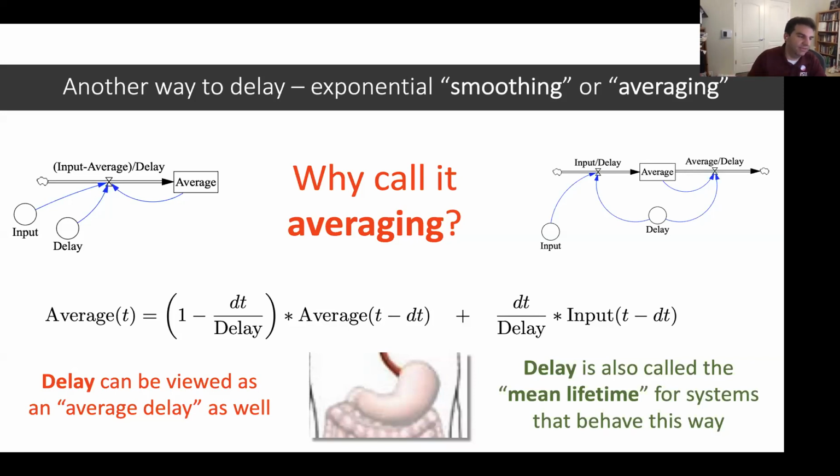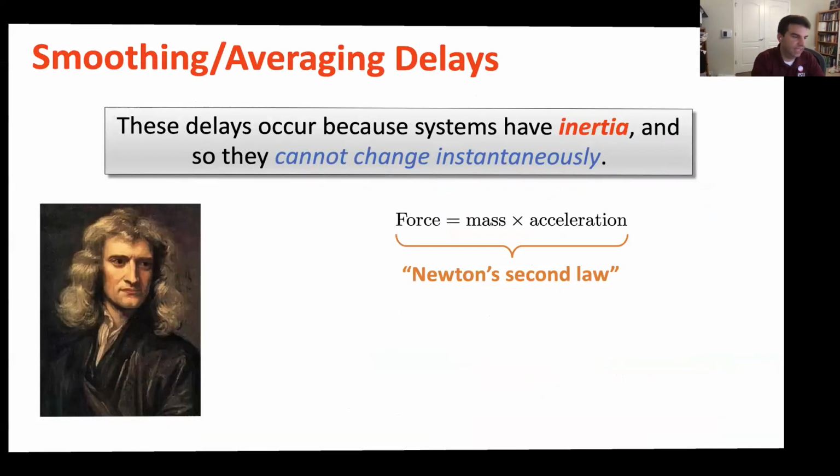Some of the food gets digested immediately, so it has a very short lifetime, but some of that food takes a long time to digest, and so it has a long lifetime. So the delay parameter that you put into the smoothing delay is a kind of mean lifetime for the population of food that's in the stomach. It's just trying to get more conceptual models for this delay.